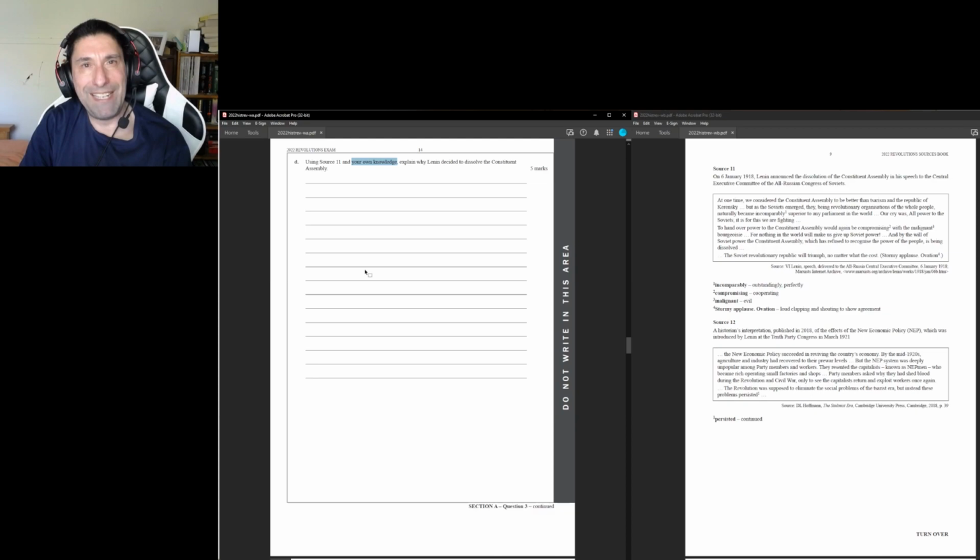The other problem Lenin had with the Constituent Assembly, as you would know, is that he saw it as a bourgeois democratic institution and containing all the corrupt capitalist elements that the revolution had tried to rid Russia of. So there's a number of points you can include here. You should try to include 2.